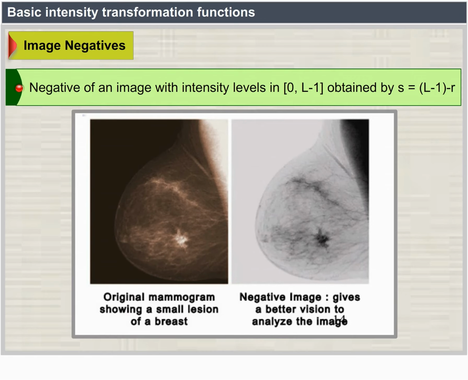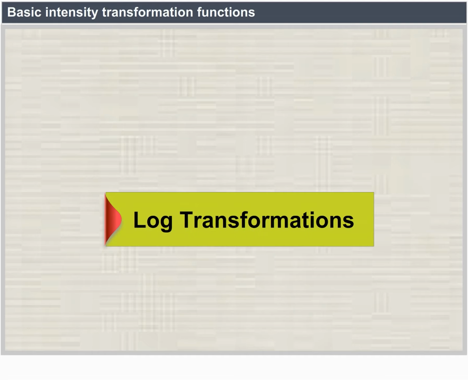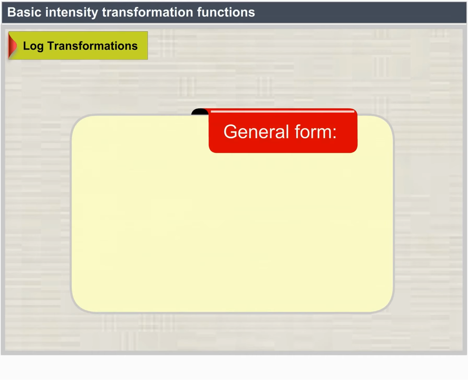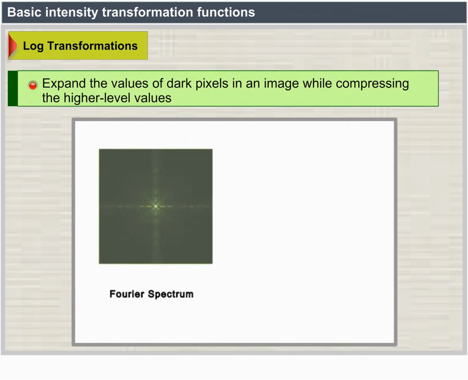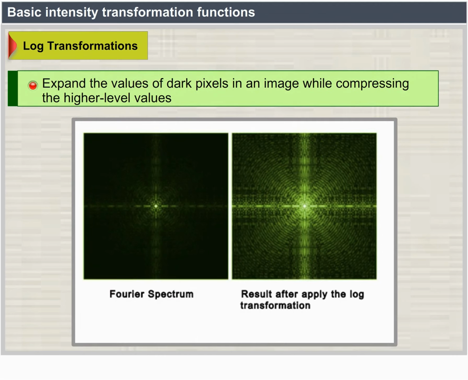Log transformations. The general form is s equals c log of 1 plus r, where c is a constant and r is greater than or equal to 0. This expands the values of dark pixels in an image while compressing the higher-level values.